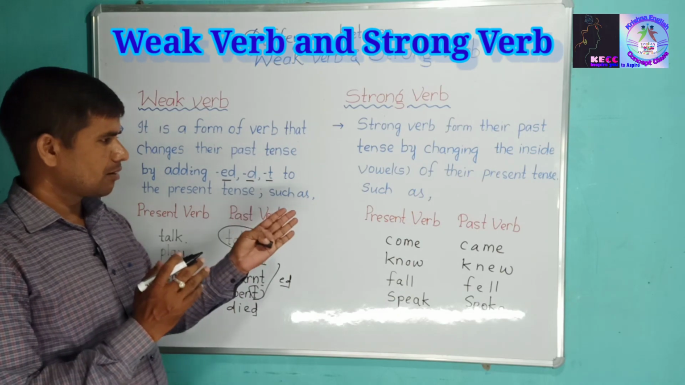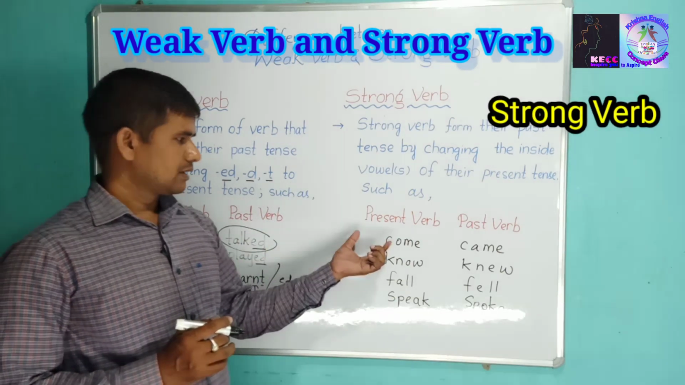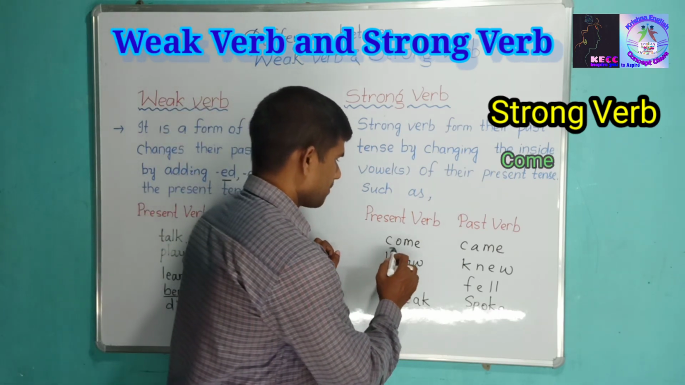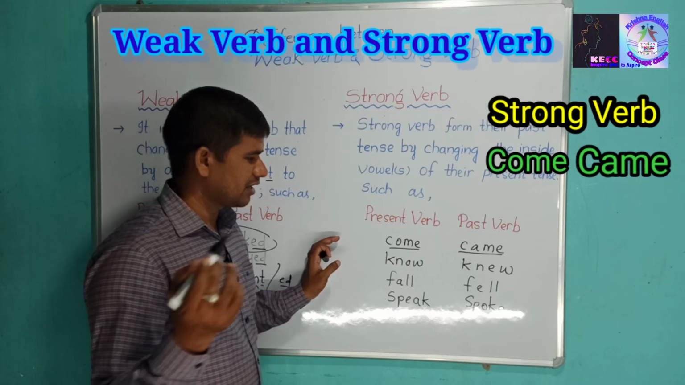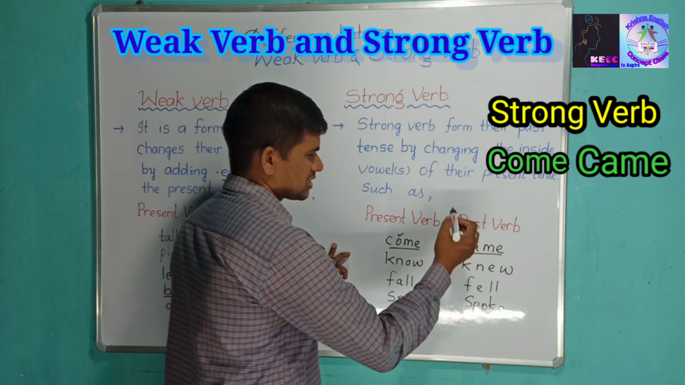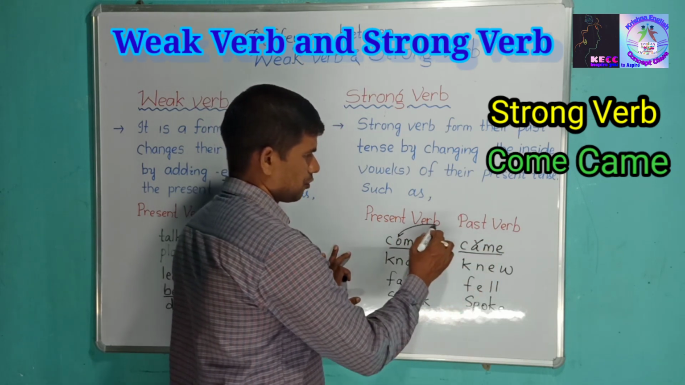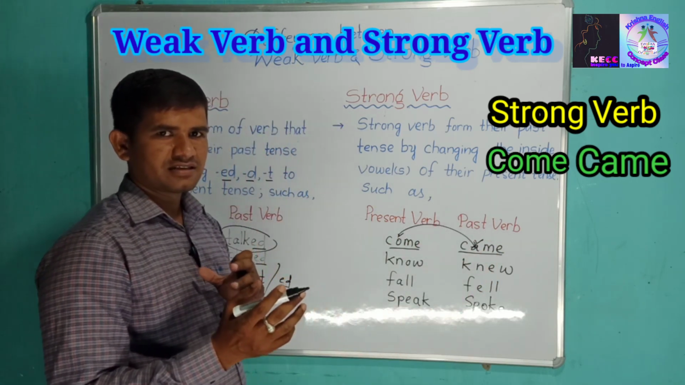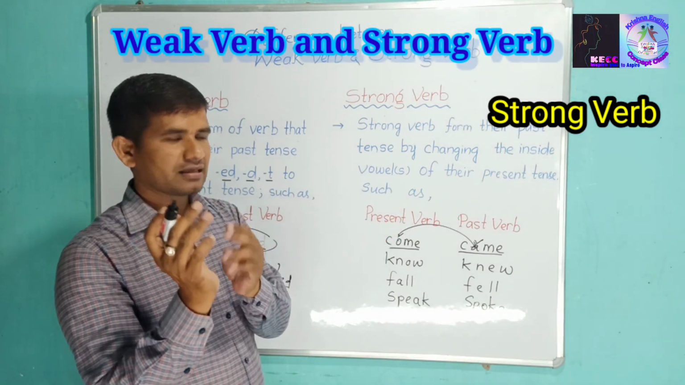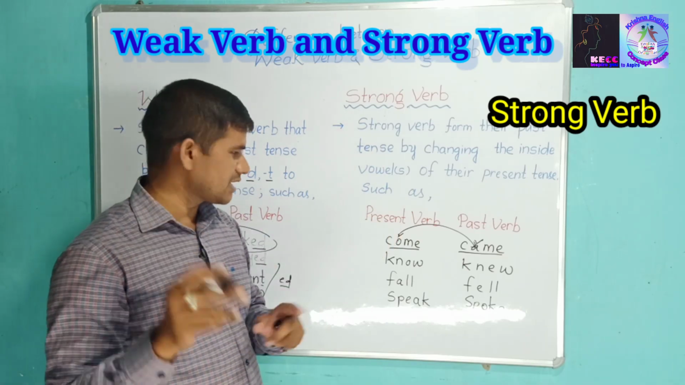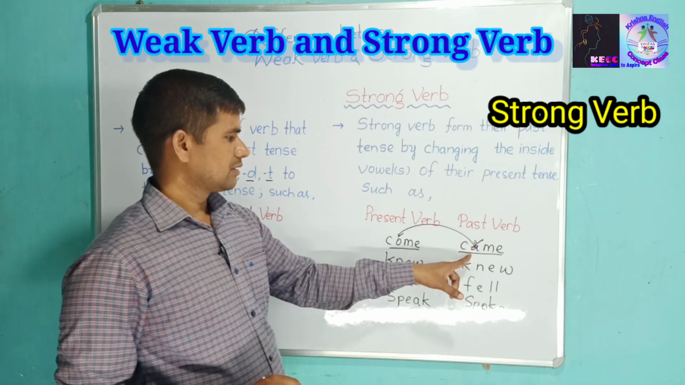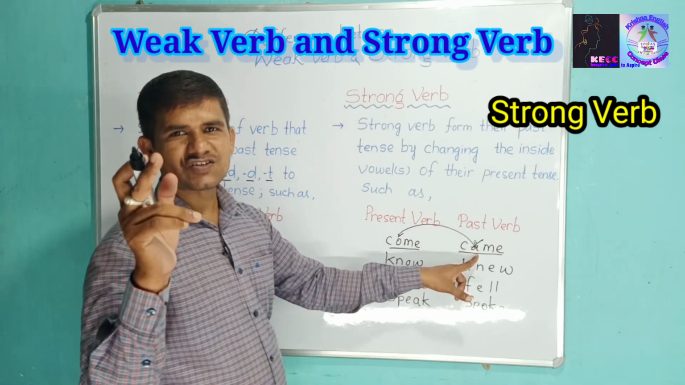Okay, let's compare to the strong verb. Just observe how a strong verb changes. Come, came. You observe here the inside vowel in the present form, o, whereas in the past form, a. The vowel changed from o to a. As we have discussed, when the inside vowel or vowels change, we call that a strong verb. So this type of verb is called a strong verb.